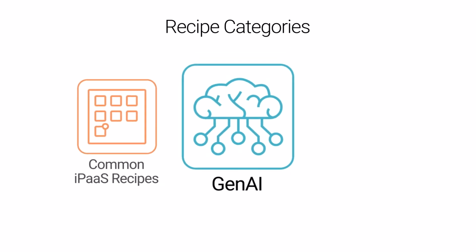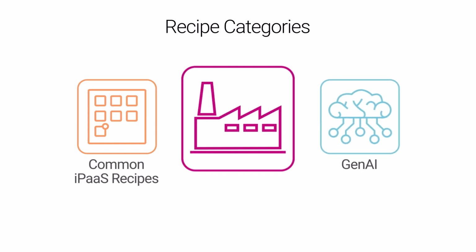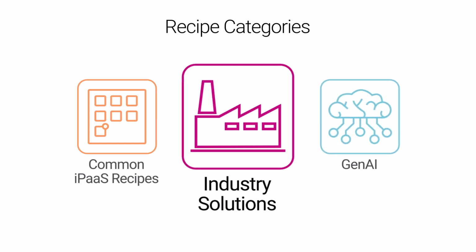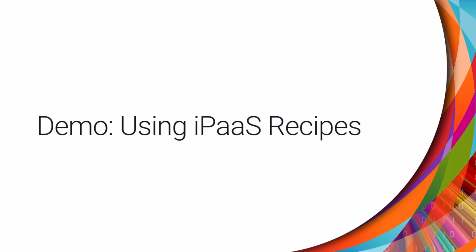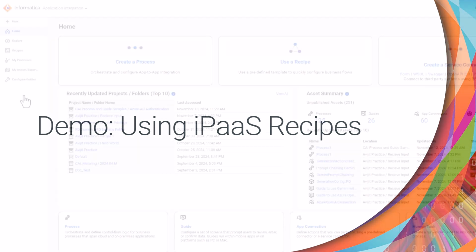Out-of-the-box recipes for Gen AI applications provide enterprises with automated workflows such as LLM-driven loan processing, smart AI agents, RAG, and advanced prompt engineering. And industry-specific recipes offer solutions for sectors like patient management for healthcare, order management for retail, and others. Let's jump into the demo now to see how iPaaS recipes can boost your productivity.